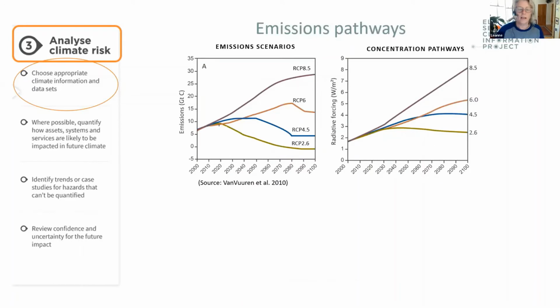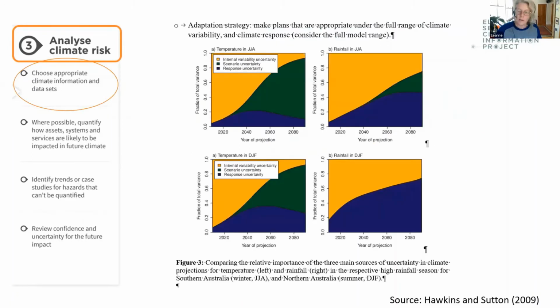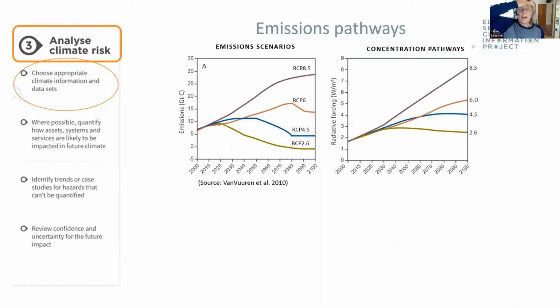Okay, so looking at the variability, the scenario uncertainty or the emissions pathway uncertainty. What we need to consider, and Michael's explained this really clearly already, is a range of emission pathways into the future. So for this project, we've decided to use the RCP 4.5 and RCP 8.5 emissions pathways into the future.